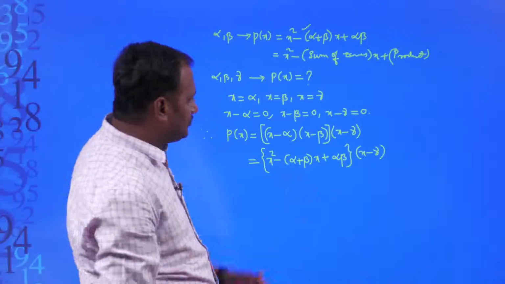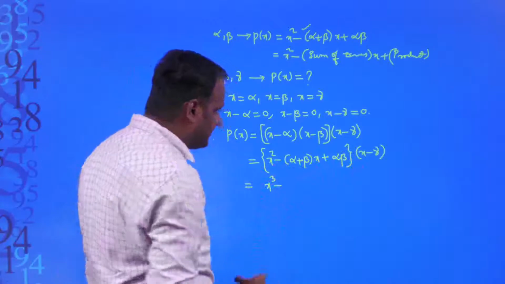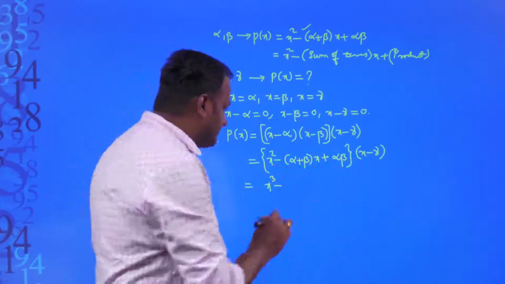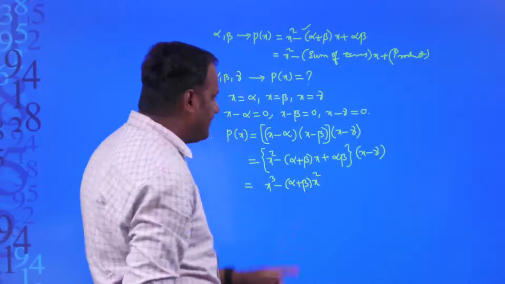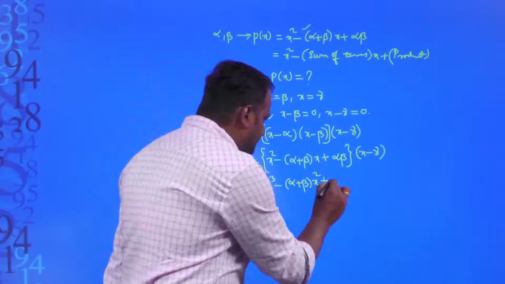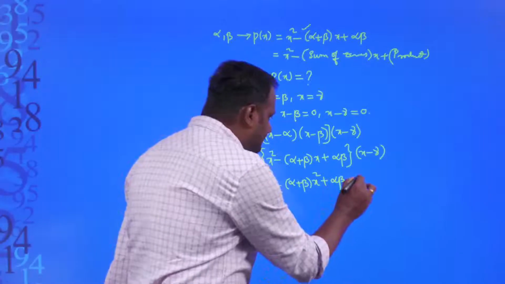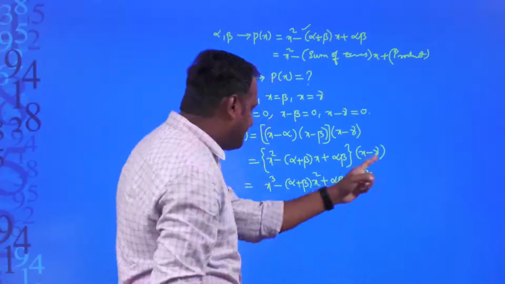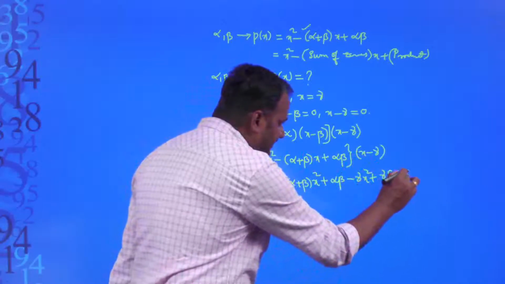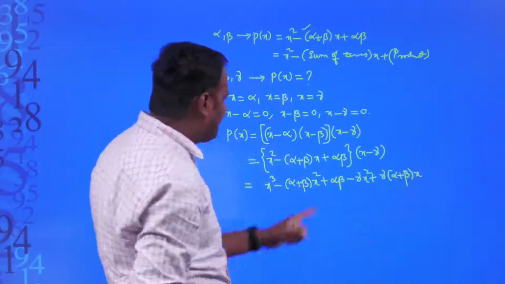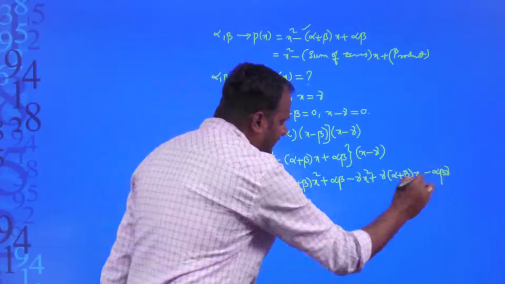So, when you multiply these two, you get x square into x is equal to x cube, minus (alpha plus beta) into x is equal to minus (alpha plus beta) times x into x which is x square, plus alpha beta into x is plus alpha beta x, and then minus gamma into x square is minus gamma x square, and then minus into minus is going to be plus gamma into (alpha plus beta) times x. Finally, plus alpha beta into minus gamma is going to be minus alpha beta gamma, right.